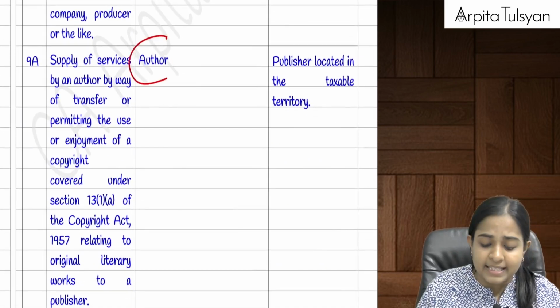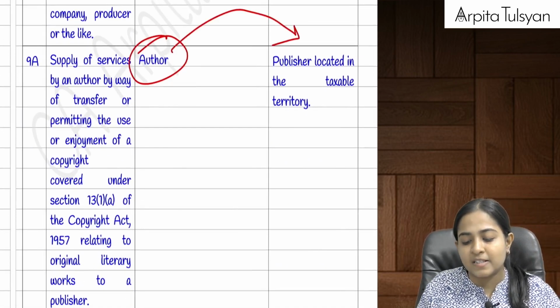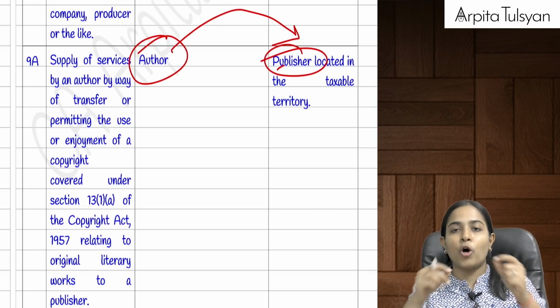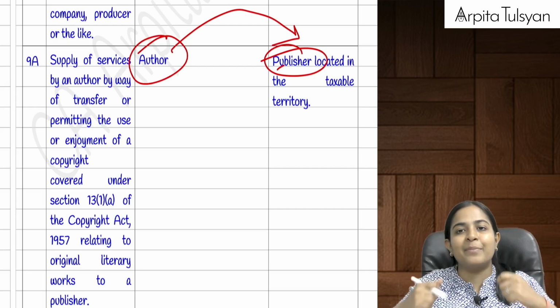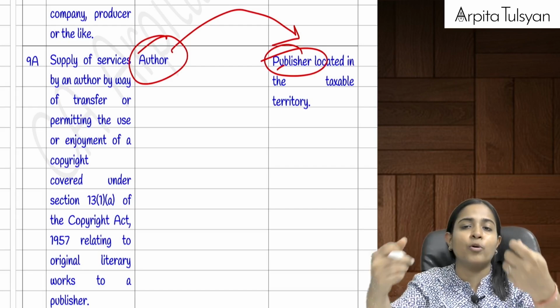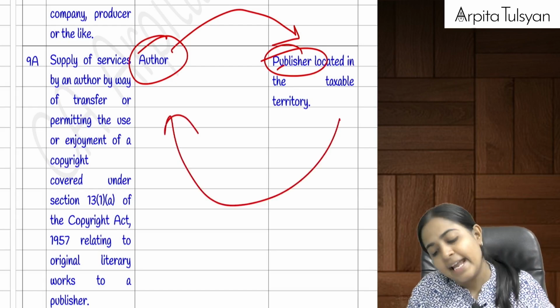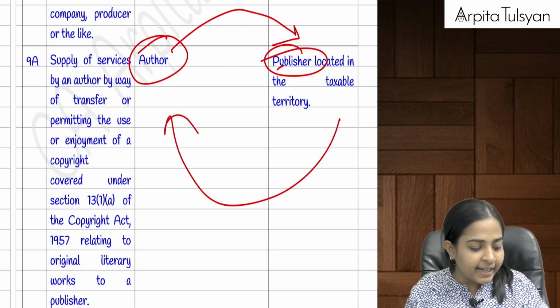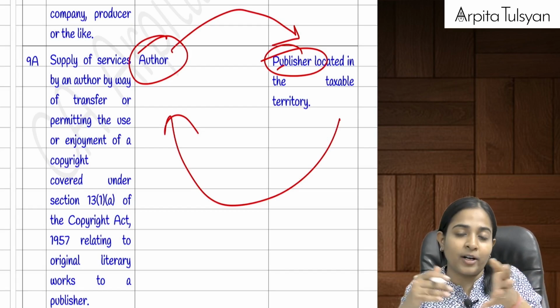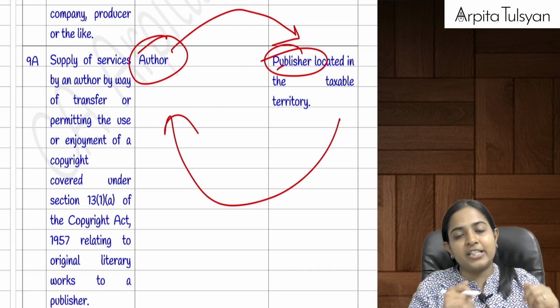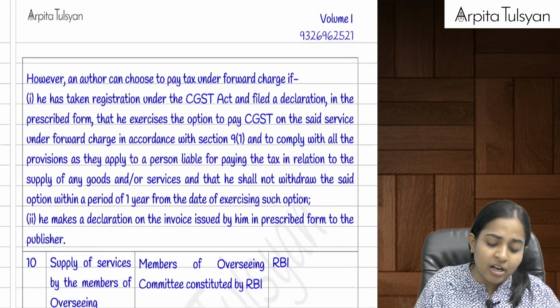Okay, similarly, if an author is providing the service to a publisher, okay, I am the author, I have written a particular content, I am giving it to the publisher under my copyright that, okay, you can use it, for which I need, for example, royalty. In that case, the author is not liable to collect any GST from the publisher. The responsibility is on the publisher himself.